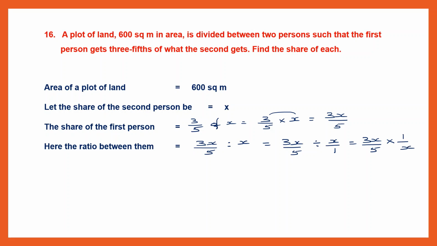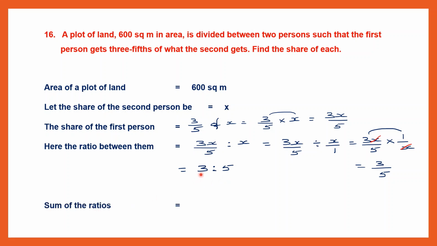Now let's cancel what we can. I can cancel this x and this x. So now what is left? 3 into 1. In the numerator, I have 3. 1s are 3. In the denominator, I have 5. So what is the ratio? The fraction is 3/5. So the ratio is 3:5. Okay, so now we found the ratio between them. So this will be for the first person and this will be for the second person.